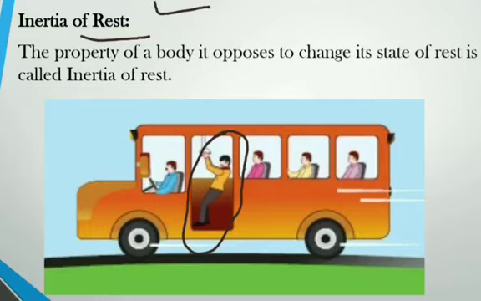Okay, so what is happening here is, if the person is sitting in a seat when the bus is at rest, the lower part of the person's body is connected to the seat, which is at rest. When the bus is at rest, both the lower part as well as the upper part of the body are at rest. When the bus suddenly starts, what happens?